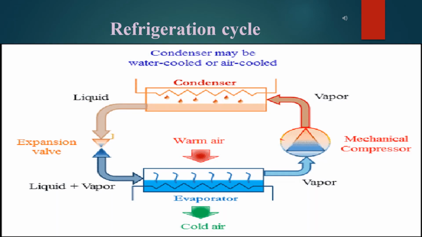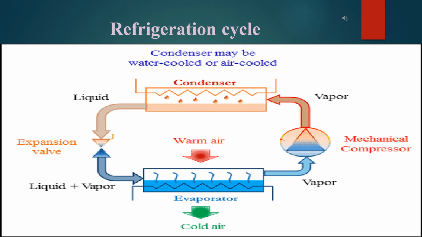This picture shows the basic working principle of a refrigeration cycle. Well, refrigeration cycle starts from the compressor. Compressor compresses the low pressure, low temperature vapor gas into high pressure, high temperature vapor gas. When it passes through the condenser, the latent heat will get removed, so the high pressure, high temperature gas refrigerant becomes high pressure, high temperature liquid refrigerant.